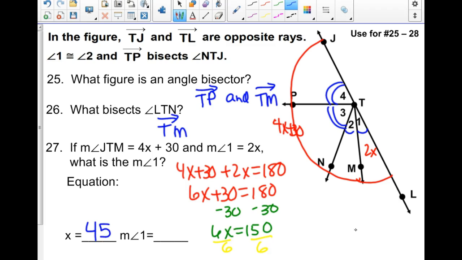Right, and then the measure of angle 1 would be, well, that doesn't make sense. I don't think I divided correctly. I'm sorry, not 45, 25. Okay, for 25, angle 1 would be 2 times 25, which would be 50. It doesn't look like it's 50 degrees, though, so it's not to scale.